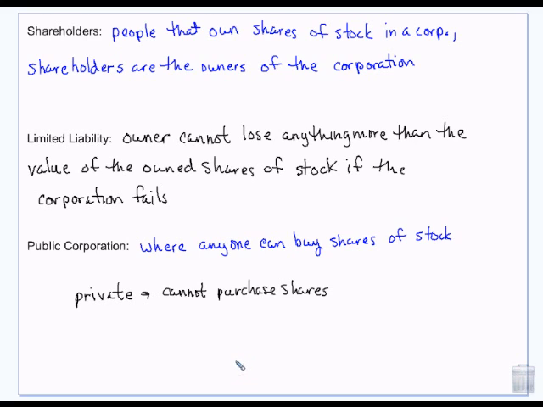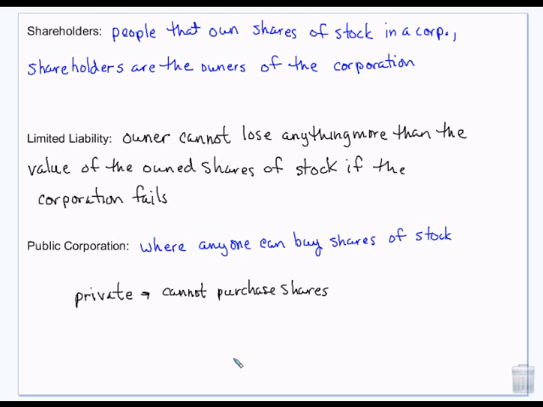The way that works is, if I, as a person, decided to open a business and I wanted to incorporate, I could open a corporation. That would prevent me from being personally liable for the expenses of the business, and I would technically own all of the shares of my stock, but you couldn't buy shares of my stock because it's my business, it's privately held.